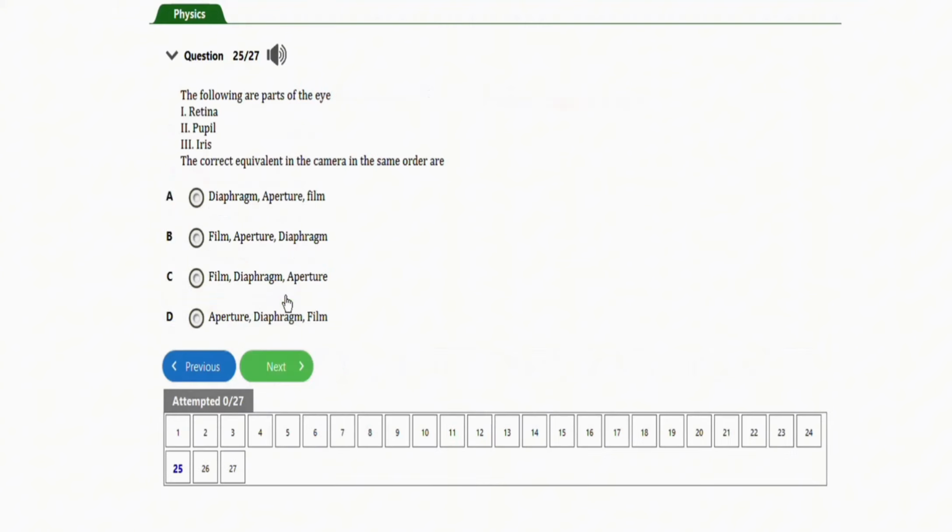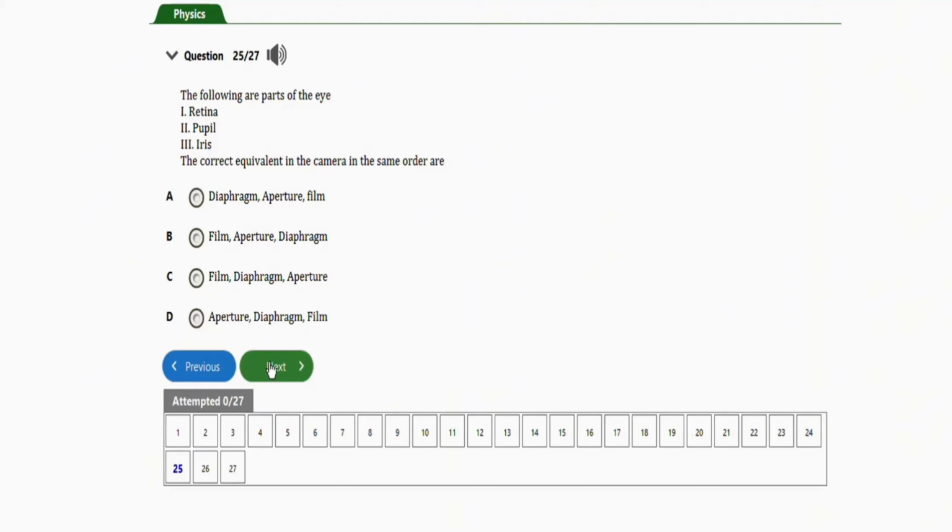Next question is this one. It says, the following are parts of the eye. I think we have answered this question before. The correct order we got was, retina is equivalent to the function of the film. The pupil is equivalent to that of the aperture. The iris is the diaphragm. So option D is the right option here.